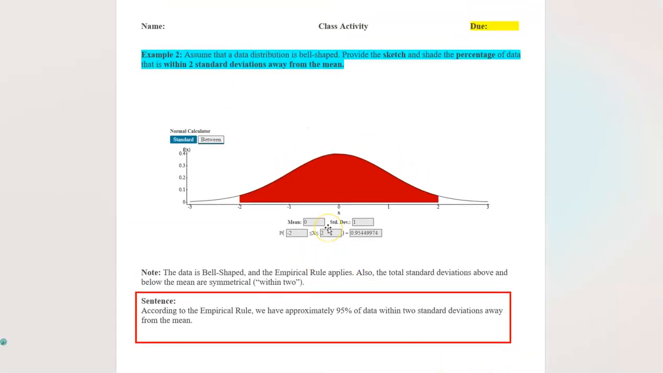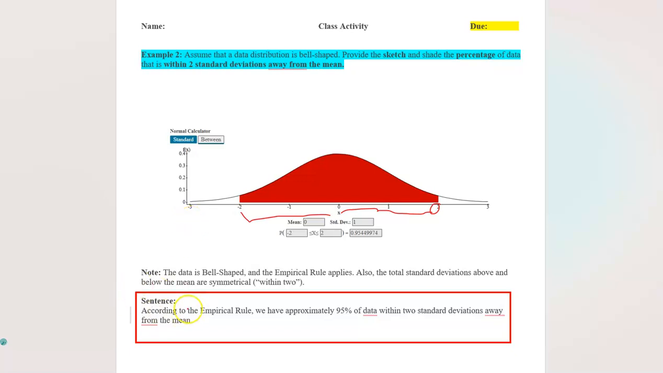In this case, I went ahead and typed up the relevant information. For example 2, this is the value of the mean, and then you're going 1 and 2 all the way to 2 standard deviations, and then also 2 below. But automatically by the empirical rule, you have approximately 95% of the data.